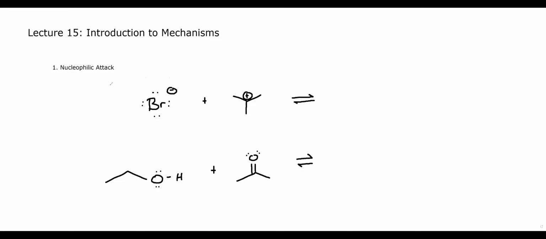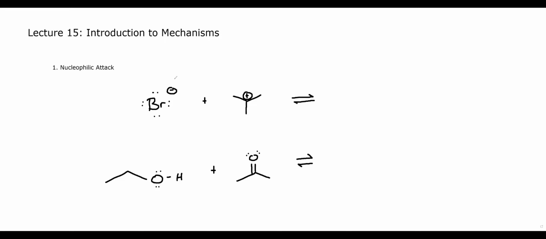So the first mechanistic process we'll take a closer look at is nucleophilic attack. Here are two reactions. Let's first look at the upper reaction. Here we have a bromine that has 4 lone pairs and it's negative. And then we have this carbocation. We have this positive charge on this carbon, so we have an empty orbital on that carbon.